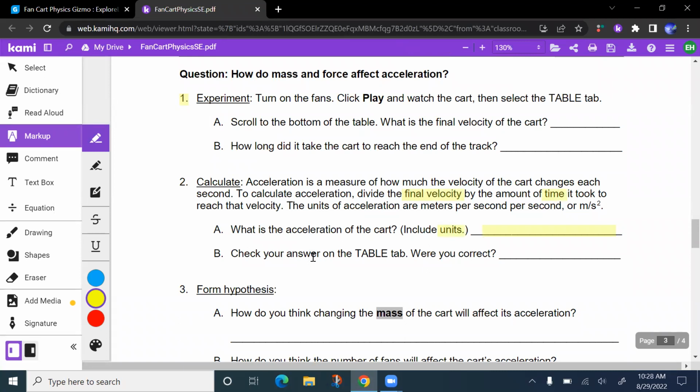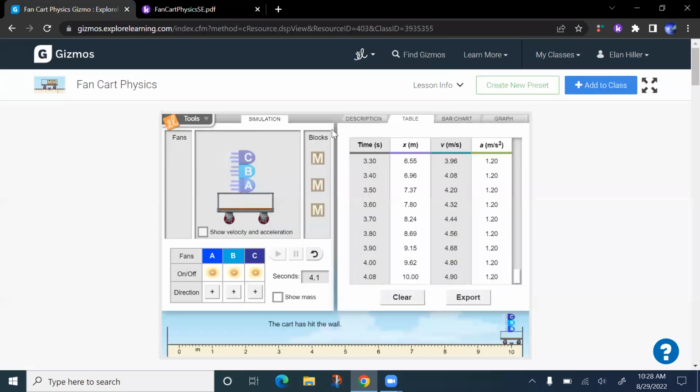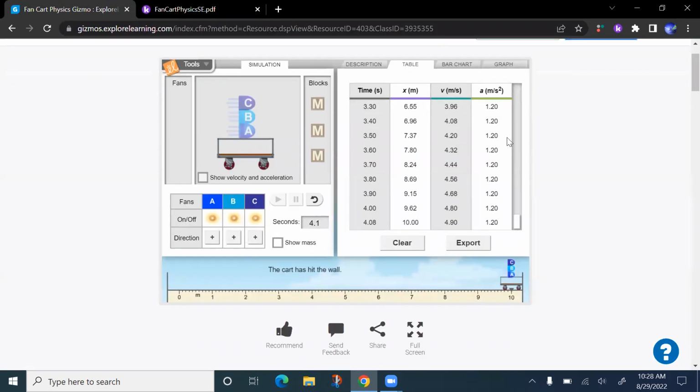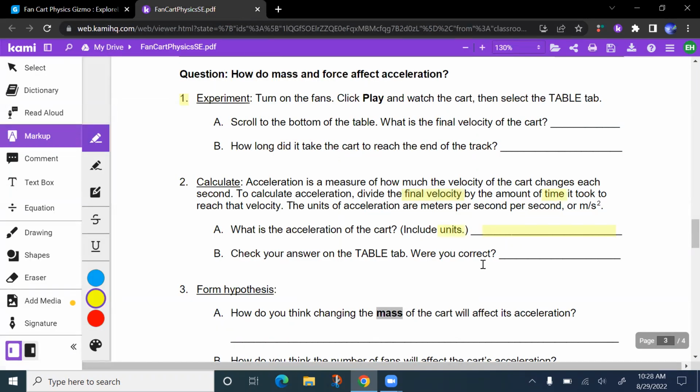Okay, now that you have an acceleration calculated, let's go to the table and check. When we go to the table and check, you'll notice that the acceleration matches with your calculation of 1.20 meters per second squared. Hopefully you were correct on that.